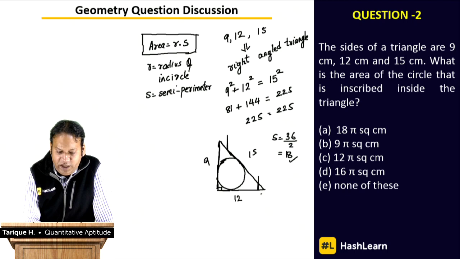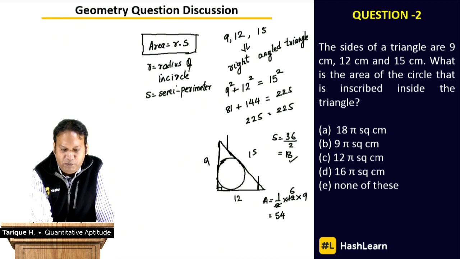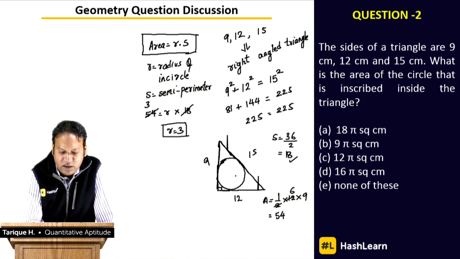We can find out the area of the triangle by using half into base into height, that gives you 54. So the area of the triangle is 54 and the semi perimeter is 18. So we can put it in the formula here. 54 is equal to R into 18, or you can cancel 18, 3 times 54, R equal to 3. So what do we get to know? That the radius of the circle is 3.